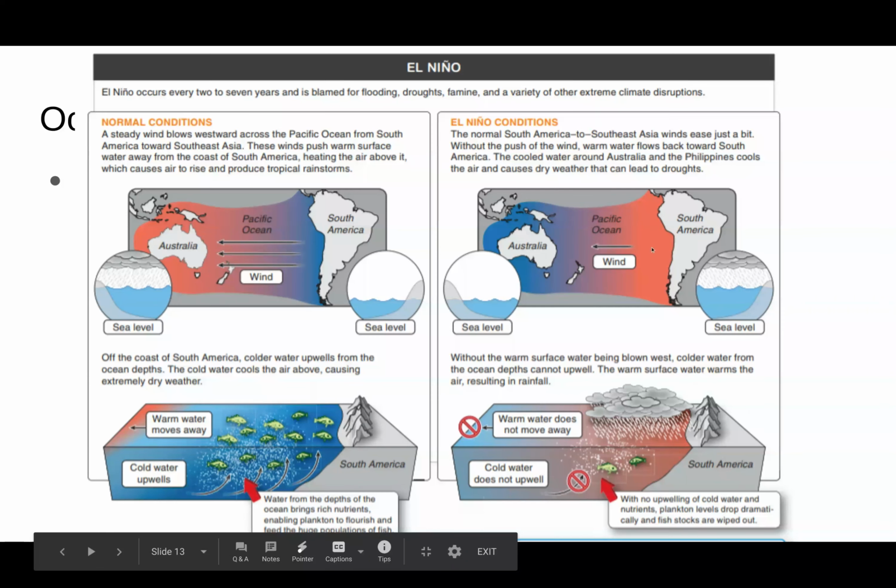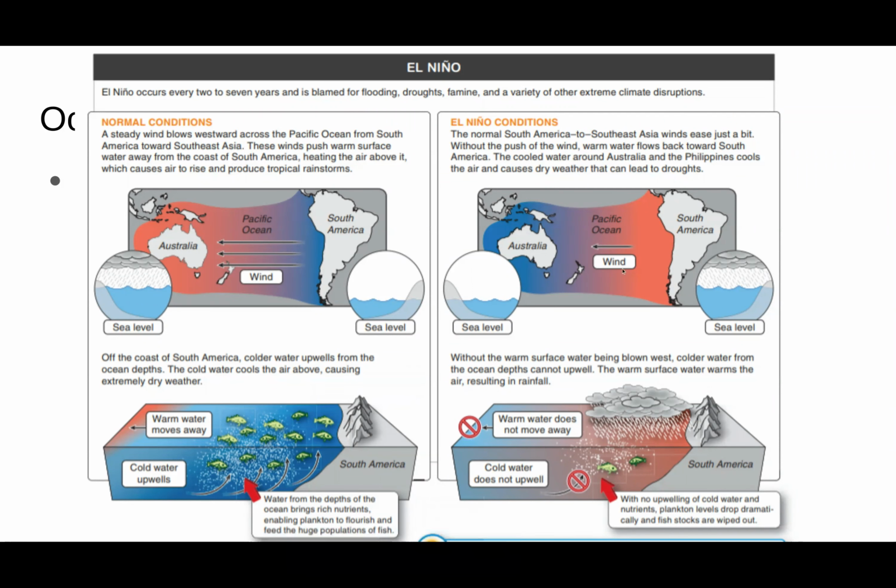But what ends up happening is the weather and the climate in this area for short periods of time becomes much, much hotter. So during an El Nino year, South America basically becomes, I mean, it's already pretty hot, but it becomes much, much, much hotter and much drier.